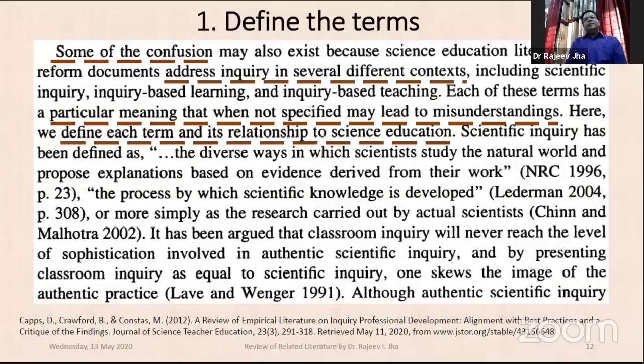So some of the confusion, he starts with some confusion, and then he mentions that they address inquiry in several different contexts. And then the author mentions a particular meaning that, when not specified, may lead to misunderstanding. And then he mentions, here we define each term and its relationship to science education. So that is how you find that he has surveyed already, he came to a conclusion, he or she, the author, and came to a conclusion, and then is trying to clarify the terms. So defining of the terms is one of the most important purposes served by the literature review.